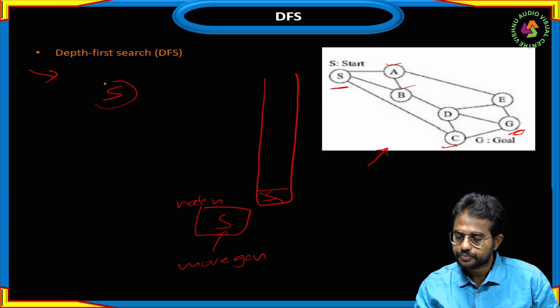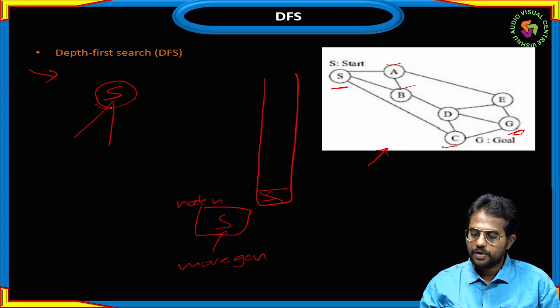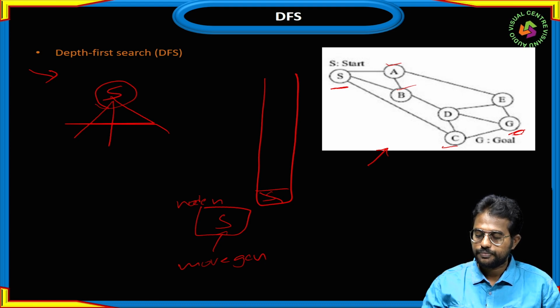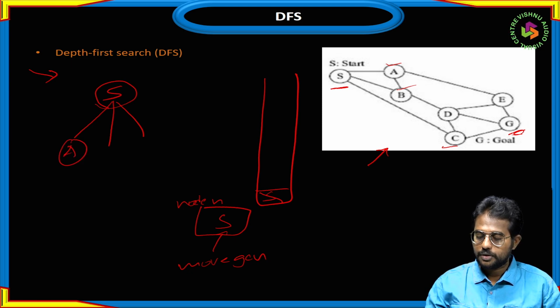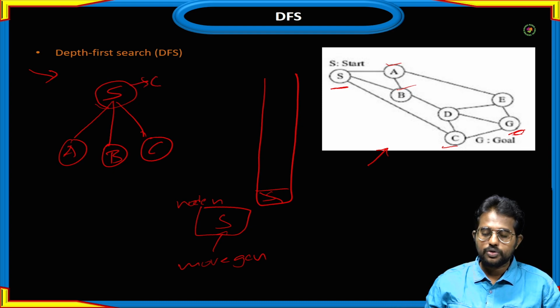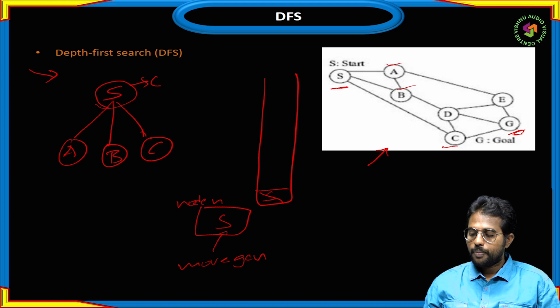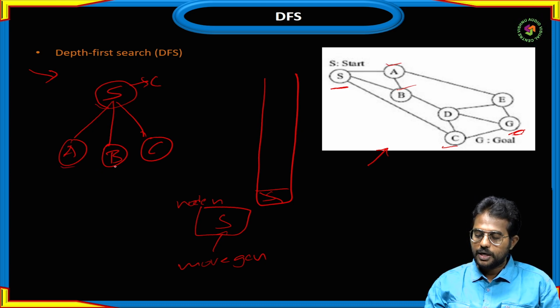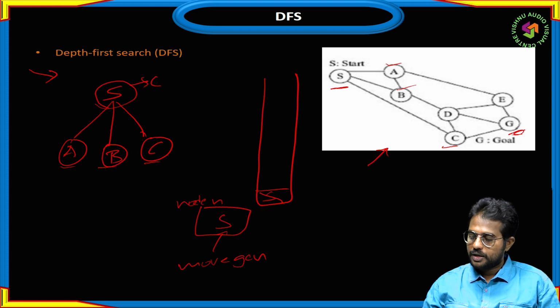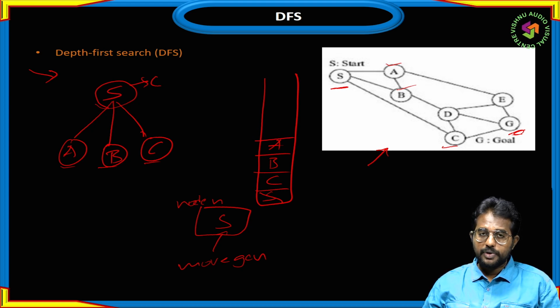So for this one, I will have three successors: A, B and C. Now S will be moved to closed, and open, meaning the stack, will have A, B and C. I can enter A, B, C into the stack in any order. I am entering like this: C, B, and A will be entered. Now the stack has A, B, and C.